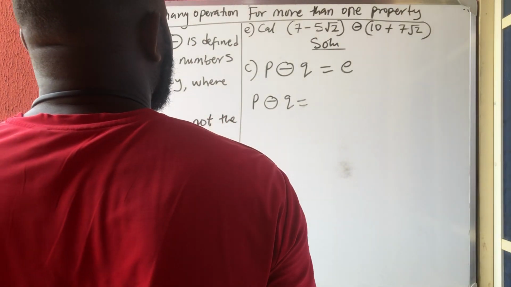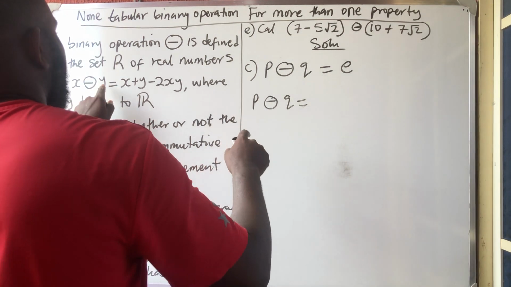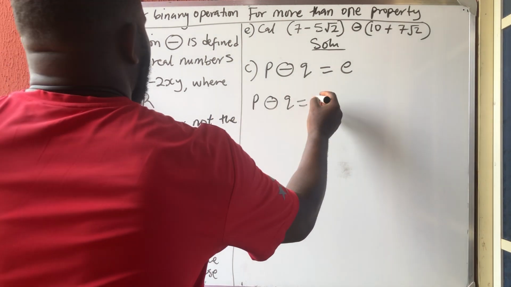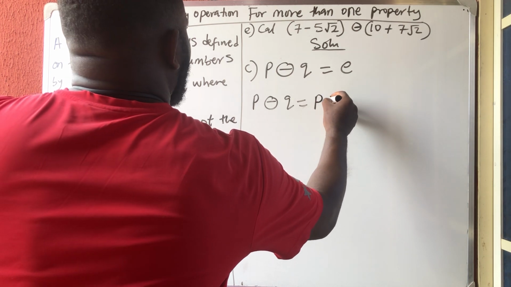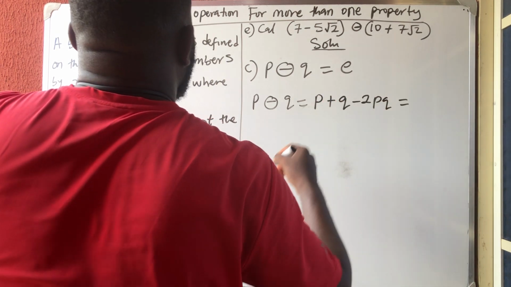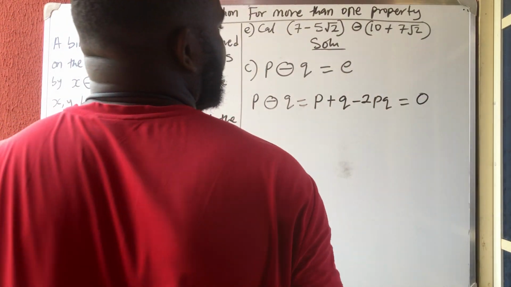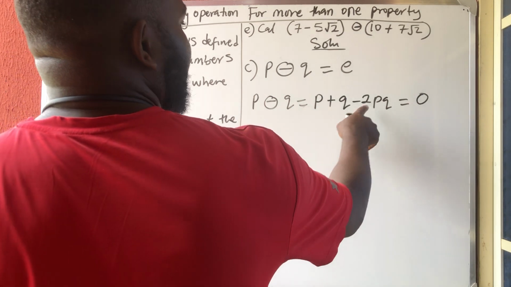So let us do that. If P operates on Q, anywhere I see X, I'll put P. Anywhere I see Y, I'll put Q. So I'm having P plus Q minus 2PQ is equal to the identity element. And we have gotten that the identity element is 0, so it should be equal to 0. So now let us find our Q.